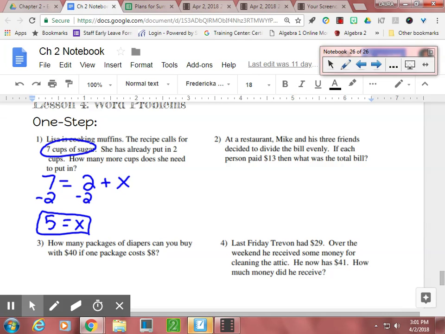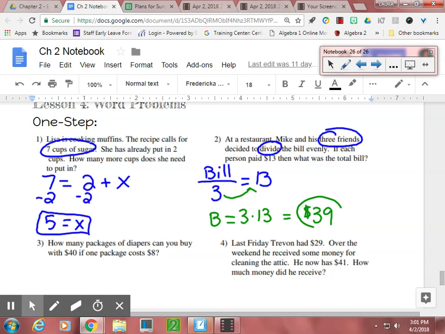Next one, at a restaurant, Mike and his 3 friends, those 3 friends are probably going to be important, decide to divide the bill evenly. If each person paid $13, what was the total bill? So if I take the bill and I divide it by 3 people, it's going to equal $13 per person. So what you're really doing here is you're moving this to the other side, and you're getting that the bill is 3 times 13, which means that it was $39. So the entire bill was $39.